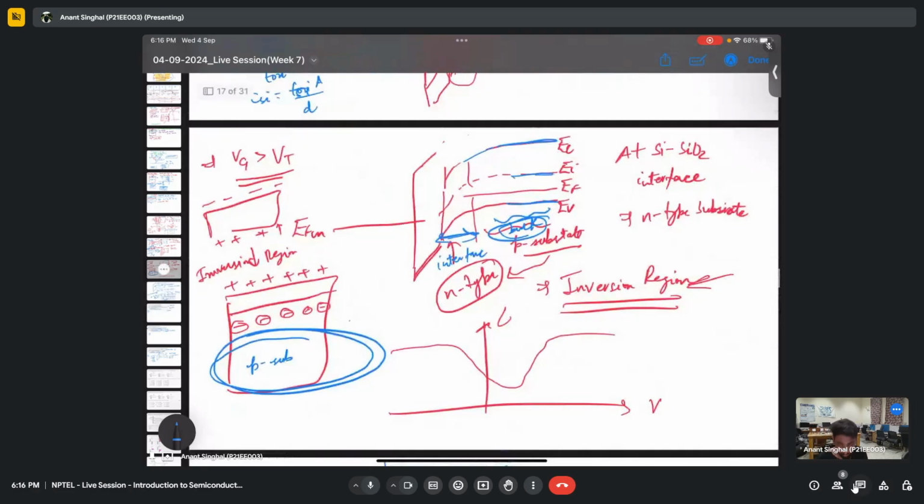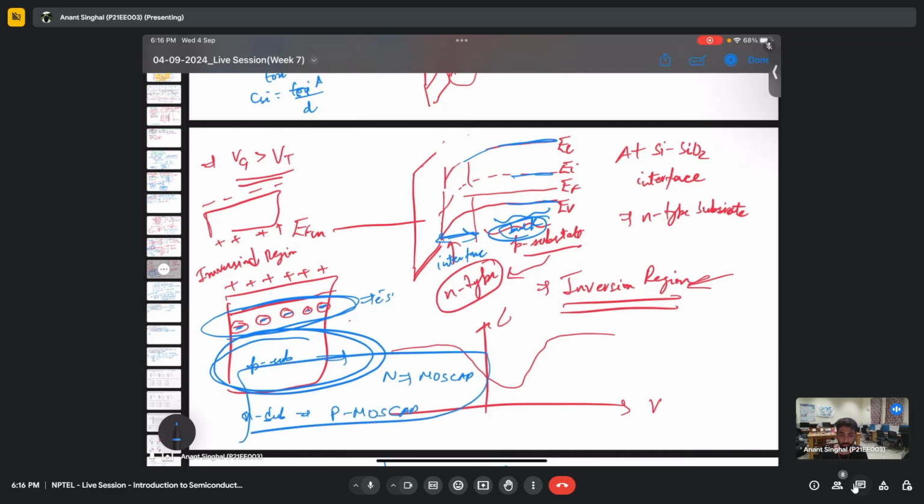In all the explanation, what I've done is I've used a P-type substrate, right? For the P-type substrate, at ultimately inversion, we have a channel of current due to the electrons. So for the P-type substrate, we have an N-type MOS cap. Similarly, if I have used the N-type substrate, we call it a P MOS cap. Does it make sense? This is a very basic thing I left to say. Is it fine with everyone?